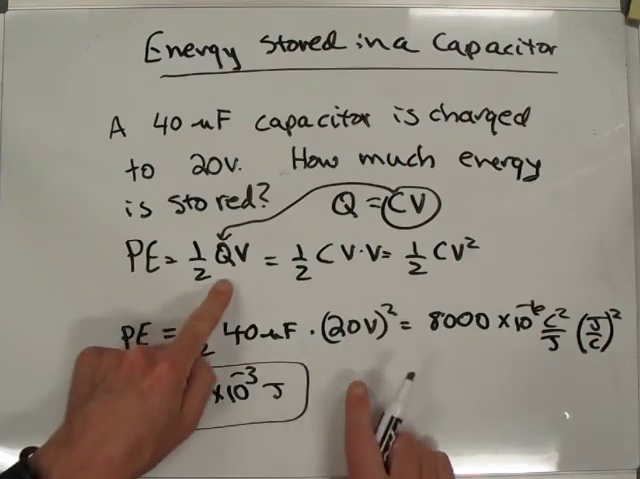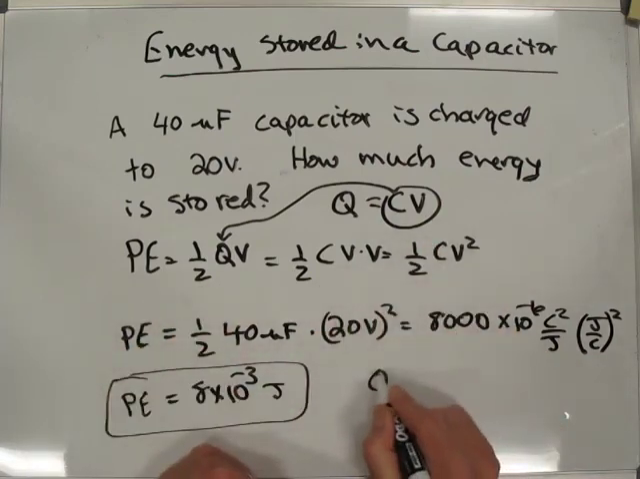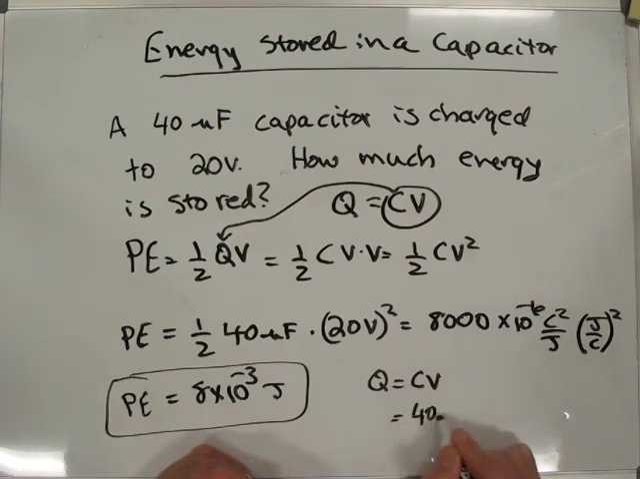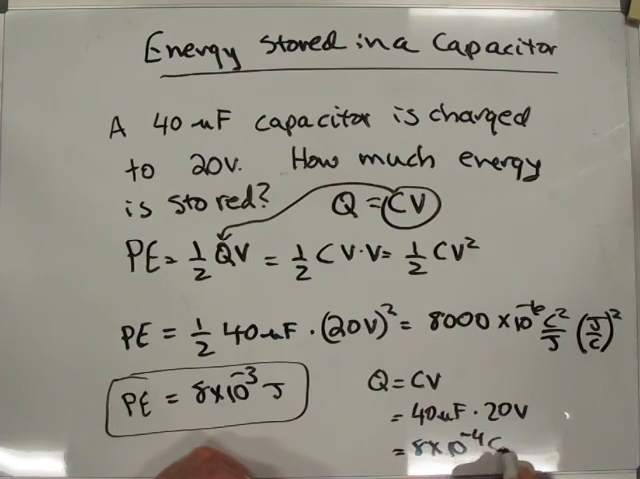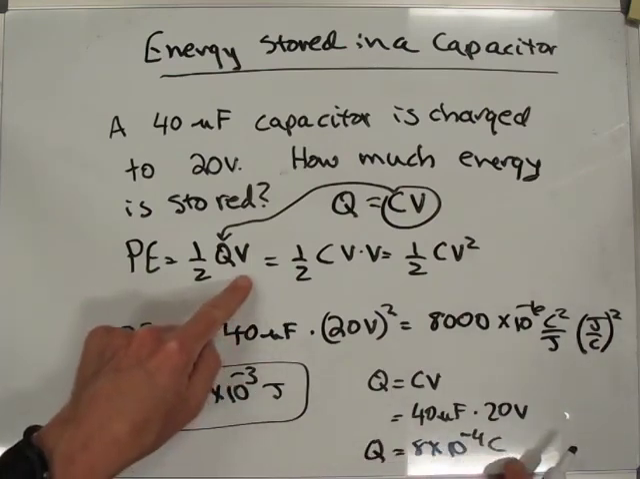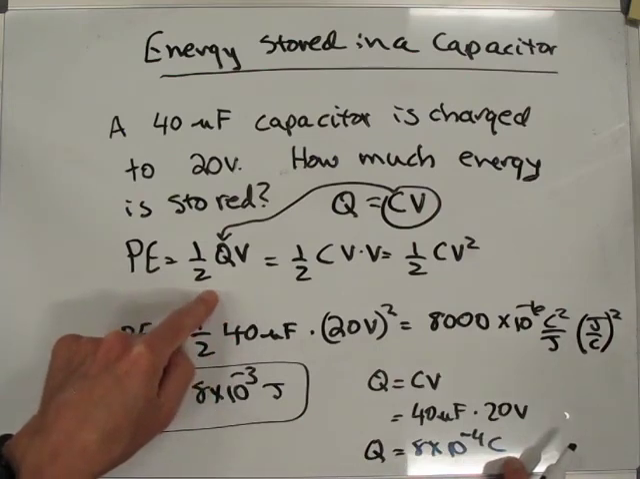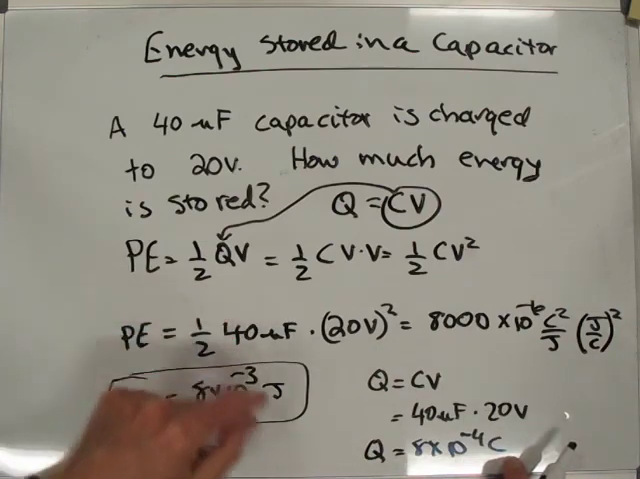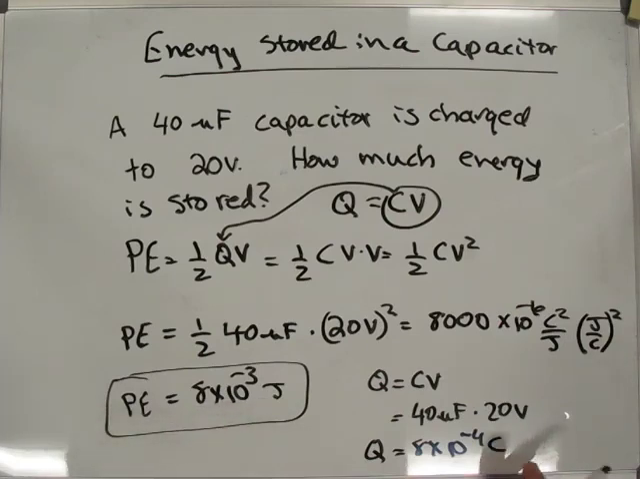Of course, I could have just calculated Q ahead of time, right? I could have said the charge is equal to C times the voltage, which is 40 microfarads times 20 volts, which is 8 times 10 to the minus 4 coulombs. And then if I multiplied that by 20 and divided it by 2, I would get 8 times 10 to the minus 3 joules. So I believe that looks okay.